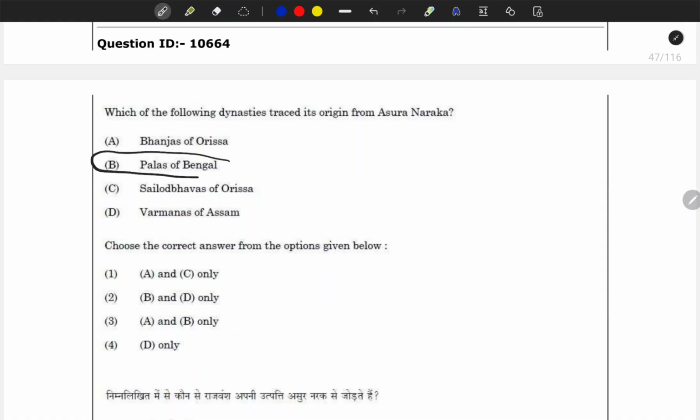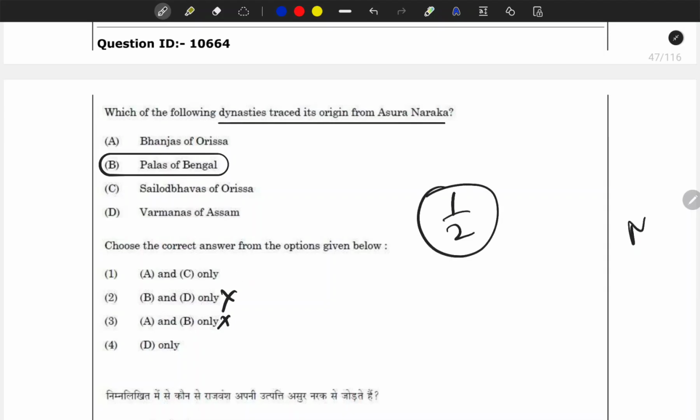Palas of Bengal. How do you know how the Palas of Bengal rose to prominence? You must have heard the story that the locals of the Bengal region actually elected Gopala as the ruler. So why would he trace his dynasty to Asura Naraka? This kind of logic will have to be applied, so certainly B should not be there. If you eliminate B, then you will be left with options 1 and 4. So you can play a 50-50 game here.